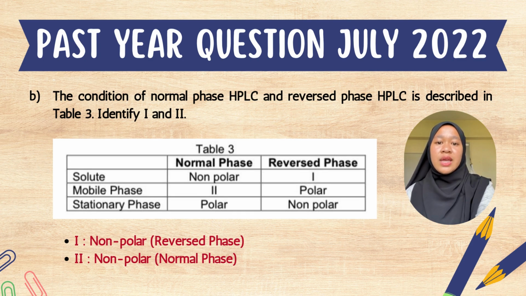The second one is the normal phase mobile phase. In normal phase HPLC, the stationary phase is polar. So, the mobile phase must be nonpolar to create a differential interaction. Thus, 2 is equal to nonpolar.